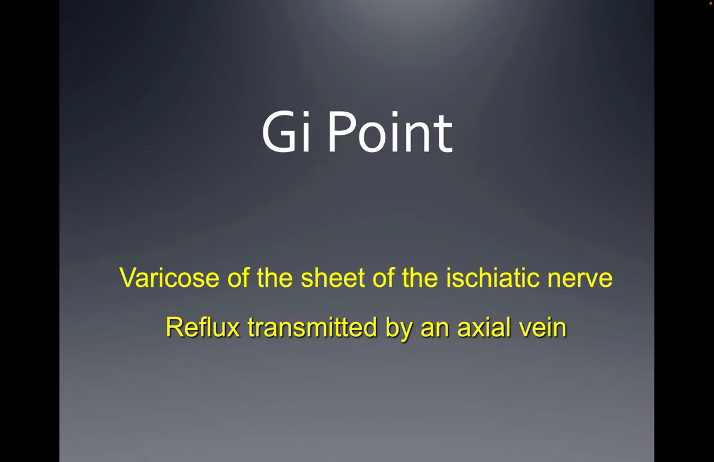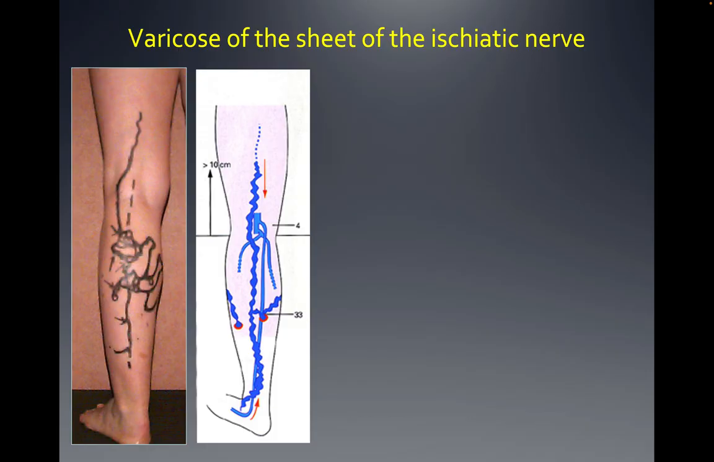Now the GE point is a very interesting case because it's providing a reflux and varicose veins of the sheath of the sciatic nerve. And this is transmitted by the axial vein. Here the case is showing the clinical presentation. It's varicosities of the calf. And if you follow the reflux, you can see that it's going deeply in the thigh. You lose it in the thigh here.